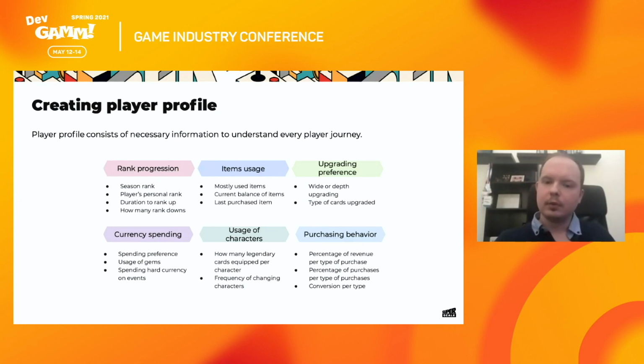So, for example, in terms of purchasing behavior, there could be percentage of revenue per type of purchase. It can be conversion per type. It can be anything else, basically. What you think is important to understand for the player. In terms of item usage, what is the mostly used item? What is the last purchased item? And so on. So there are so many things that can be understood.